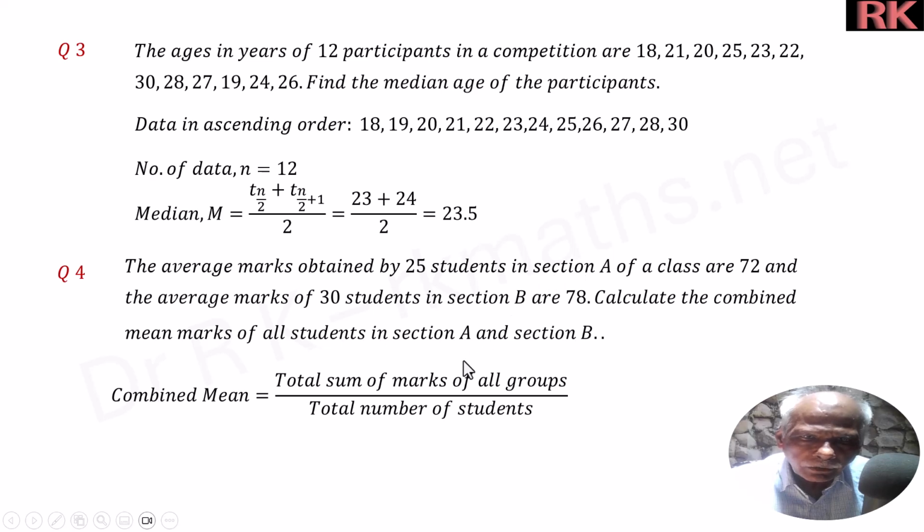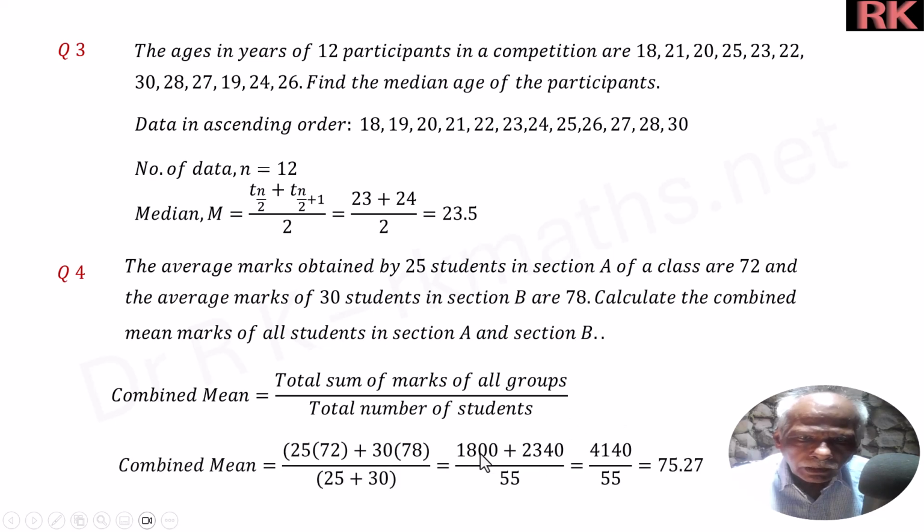Add these two for the numerator. Denominator is 25 plus 30, 25 in section A, 30 in section B. Therefore 1800 plus 2340 is 4140 divided by 25 plus 30 is 55. That is 75.27 is the combined mean. You can do it yourself.